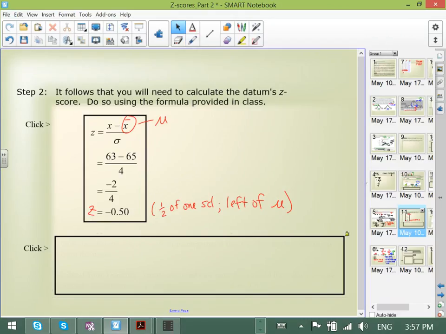So if we find that, okay, click and reveal again is not that responsive. We'll give it a chance. There we go.